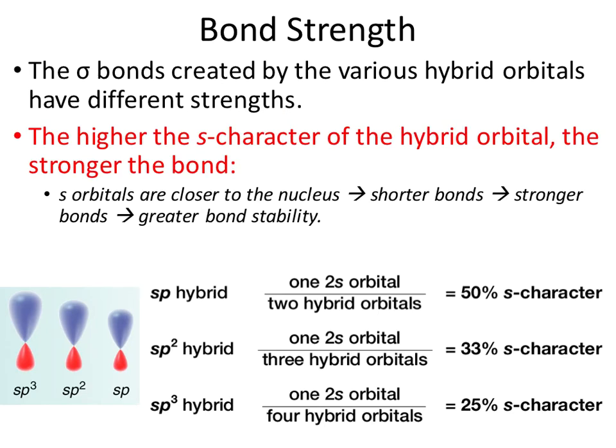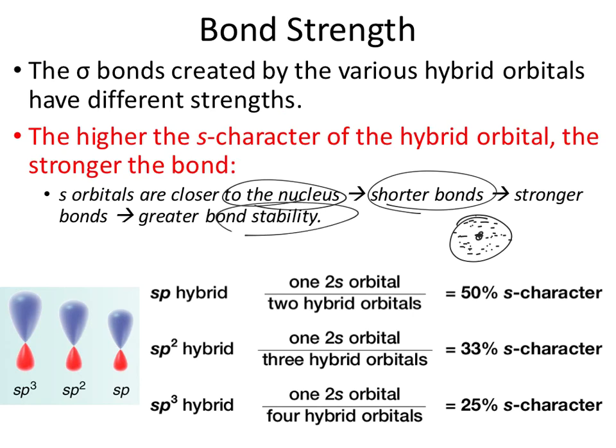Now, you have to remember, s orbitals lie very, very close to the nucleus. Okay, so they'll be in this area of probability around the nucleus. So the higher the percentage of s character in an orbital, the closer these electrons will actually be to the nucleus. And the closer they are to the nucleus, the shorter the bonds are going to be. And because they're shorter, there's going to be more stability, and therefore you're going to have a stronger bond.